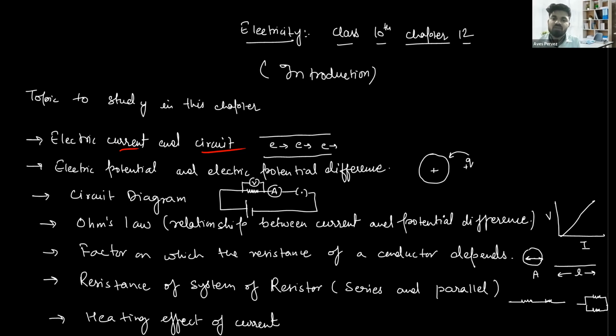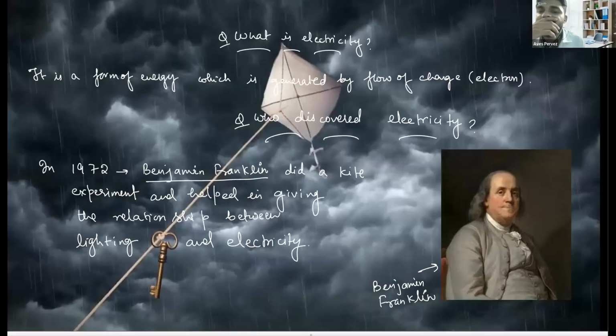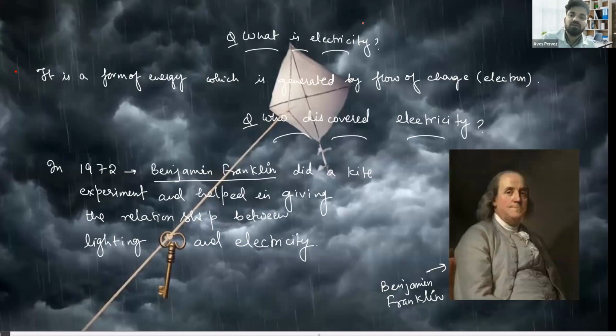First of all, what is electricity? You know that electricity is a form of energy. We can say it is the rate of flow of electrons. Electricity is the energy produced by the flowing of electrons. When the electrons flow or vibrate, then electricity is produced.